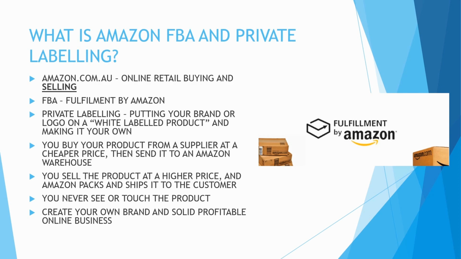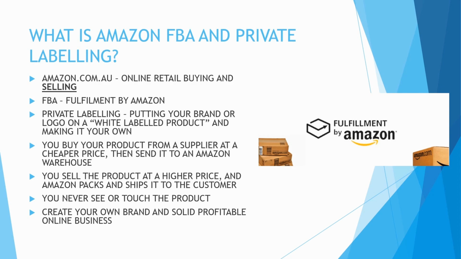It's not just buying though. As you guys know or might not know, it's also selling. So this is where fulfillment by Amazon comes in, which I'll talk about more in depth in a second. But private labeling basically is putting your brand or logo on a white label product and making it your own. So basically, you buy some units of a no-brand product. Just say you buy 50 units or 100 units of a no-branded product from China. You get them to put your label on it, make it your own, and you send that to Amazon.